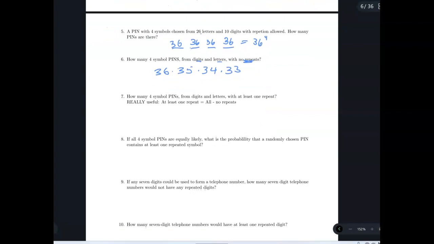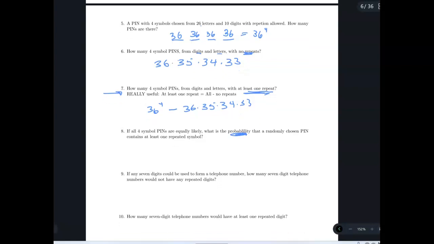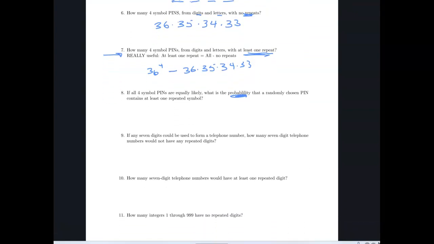Okay, so if I want at least one repeat, this is a very huge thing you want to make sure you memorize. At least one repeat means take all of the cases, which is 36 to the 4th, and subtract off no repeats. And there you have it. That number is going to be all the ways you get at least one repeat. Okay, so then just adding on to that, what's the probability that it contains at least one repeat? Well, that's going to be your 36 to the 4th minus this, divided by the whole, which is 36 to the 4th.